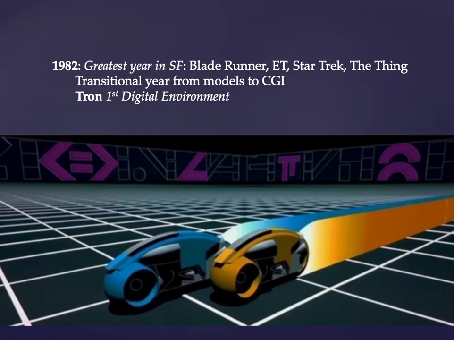Next up, we jump 10 years, and a fantastic year for sci-fi. A lot of serious people, critics and so on, and sci-fi fans note that Blade Runner, E.T., Star Trek, The Wrath of Khan, The Thing, all came out that same year. That's a pretty good list of movies. And Tron. So this is a transitional year. Most of these movies are models. Blade Runner and E.T., big budget, fantastic movie, and Star Trek, big budget, fantastic movies. They're still doing models. At the same time, Tron comes out, and they are doing a digital environment.